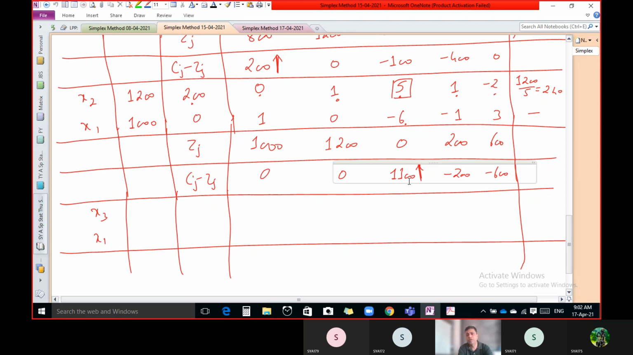Now we have to find out which variable will leave the basis, and to answer that question we have to find the ratios. But we take the ratio of only the positive values of the key column. Here only one value is positive, so we take the ratio of this value only. Don't take the ratio of this. If all are negative or zero, meaning none is positive, then we have to write one sentence: the problem has an unbounded solution. Unbounded solution means the problem has infinitely many solutions, but we are not able to find the optimum one.